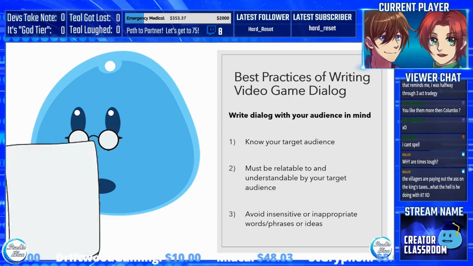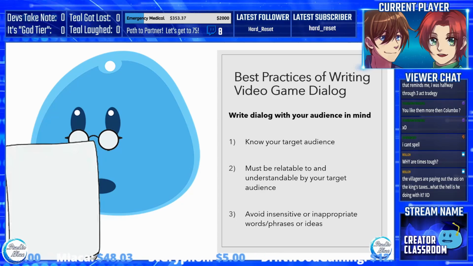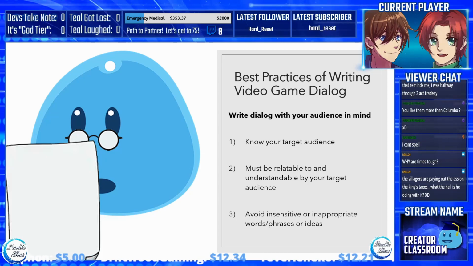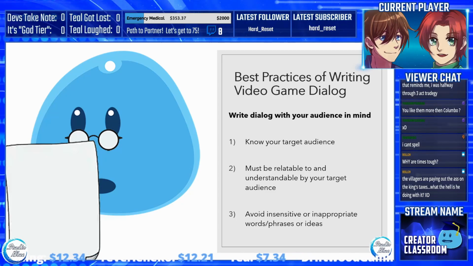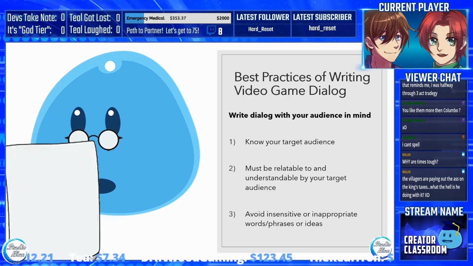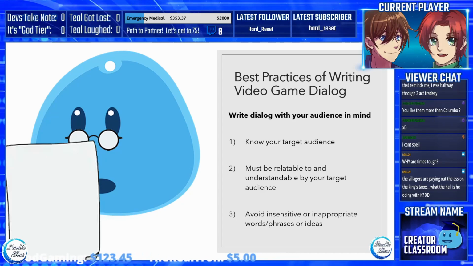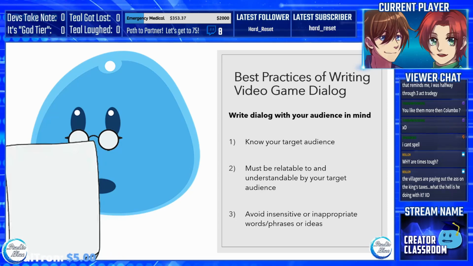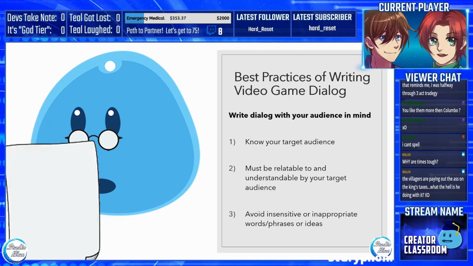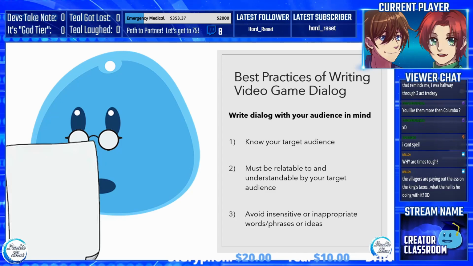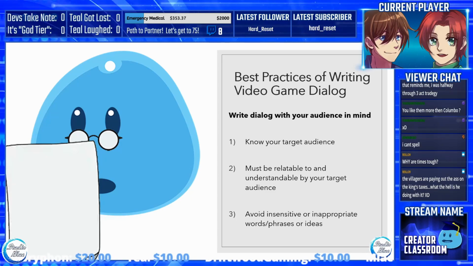And please avoid insensitive or inappropriate words and phrases or ideas. Now, Teal, may I ask for a clarification point on that? On number three, may I ask for a clarification? Yes. Okay. You're saying insensitive or inappropriate for shock value or just because, not because it matches how the character actually relates to the world. For example, the elven racism in Dragon Age. That is acceptable if inappropriate comments like knife ears, which is obviously a racial slur, are given in that context. Yes. I see. So you want to make sure that what you're saying works within and matters within the world. You're not just throwing out things to be, forgive the air quotes, edgy. Right. That makes perfect sense.